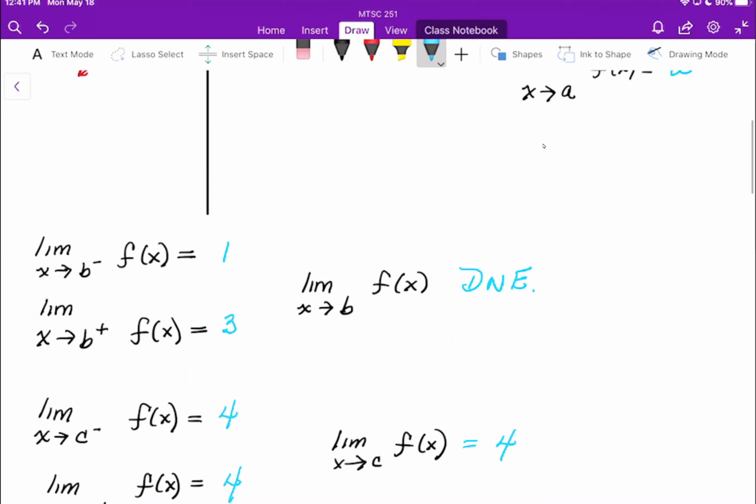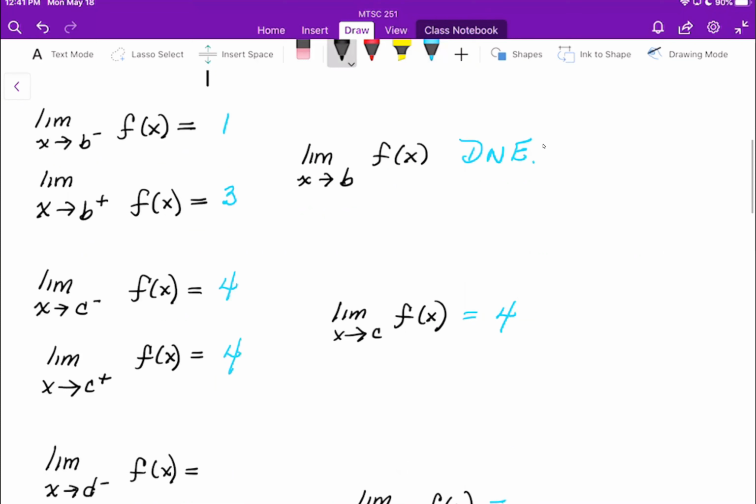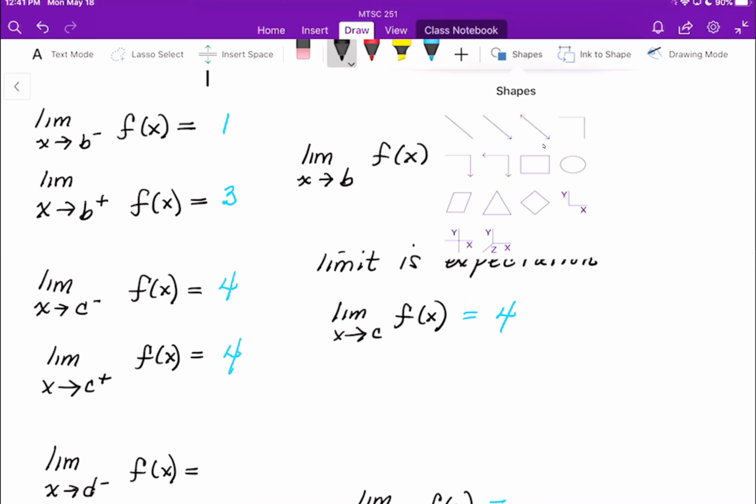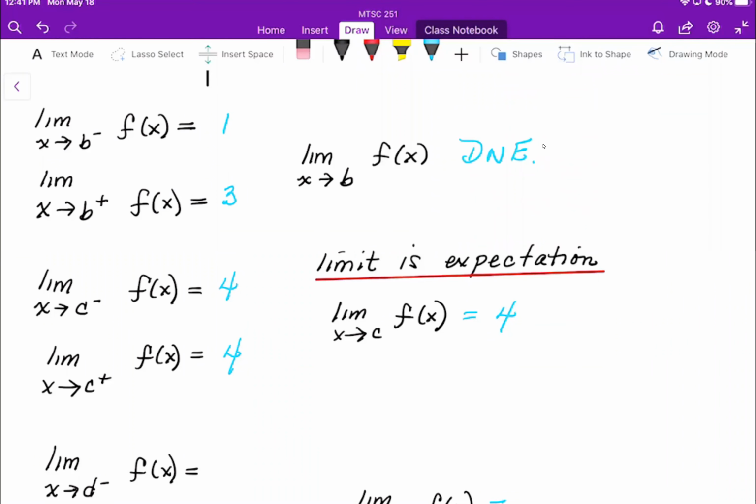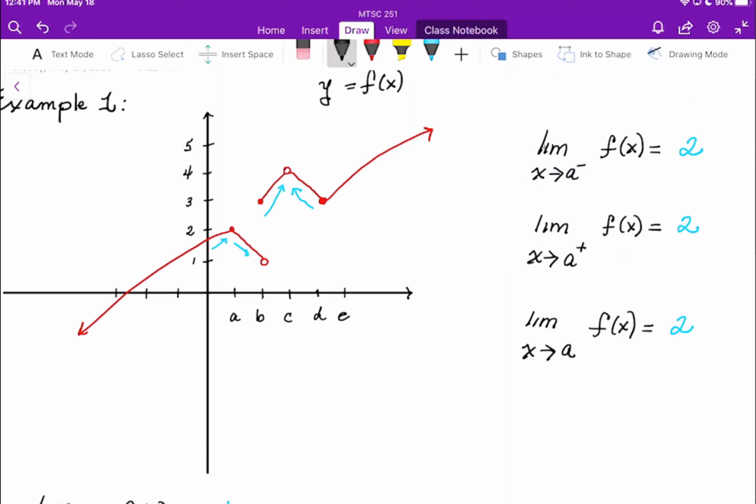Now, as we say, the limit, and this is the most important thing, the limit is the expectation. As you notice in this here, even though the value at c is not defined, we can still talk about the limit, because my expectation is that if I could get as close as I possibly could, I would get to 4. So that's the limit.